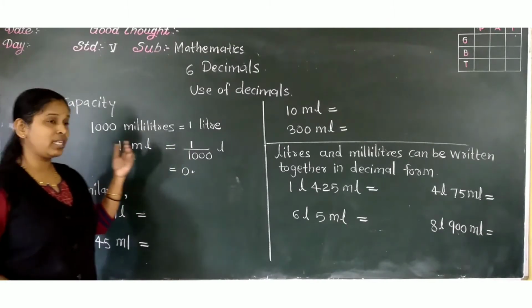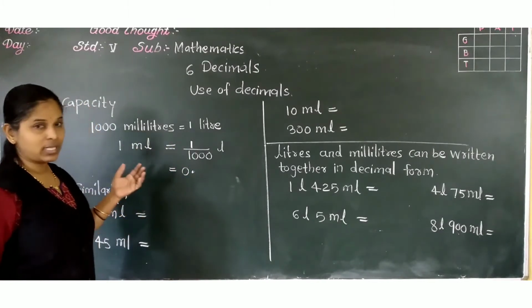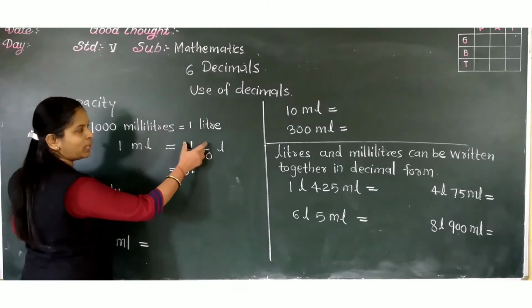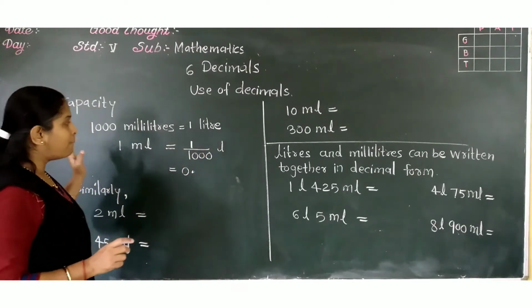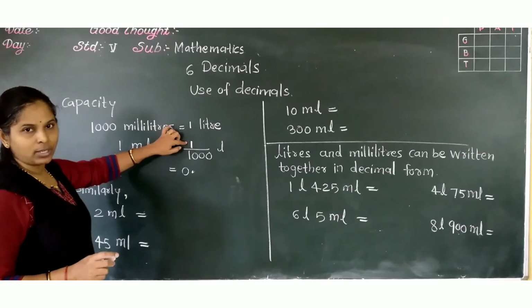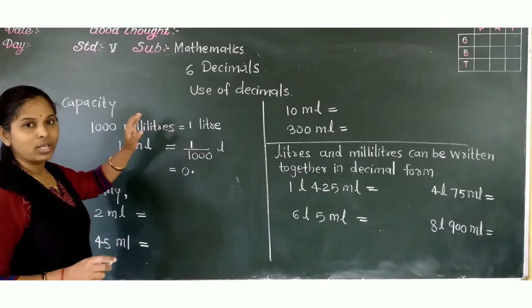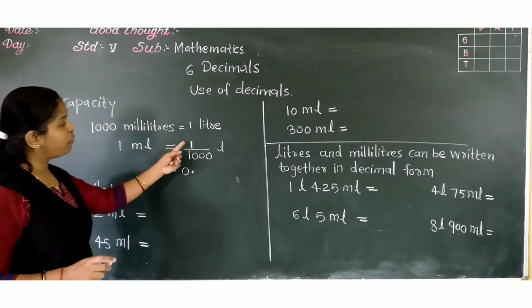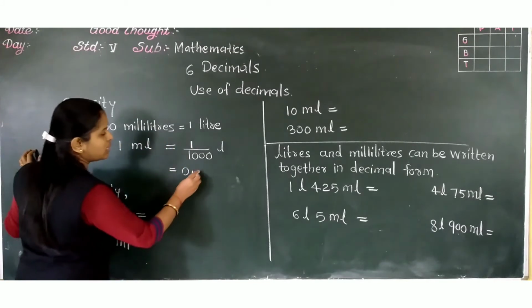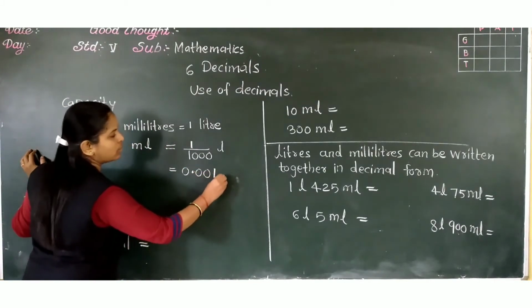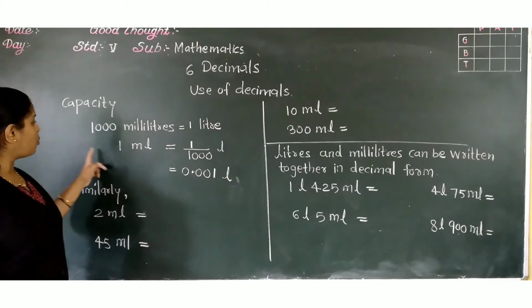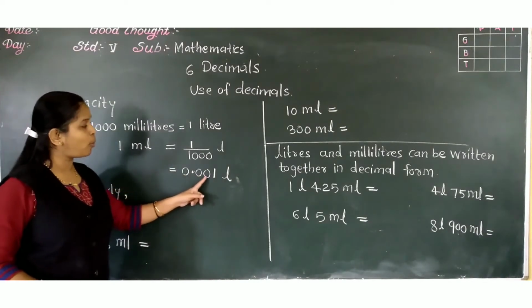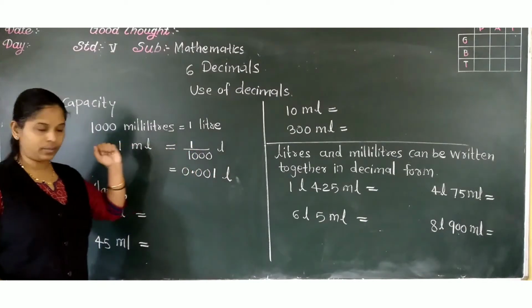What is the easiest way I said? If 3 digits are there in the denominator, the numerator also should have 3 digits. But here only 1 digit is there. So we can make it 3. How? By writing 2 zeros before 1. That is 0, 0, 1 liter. So 1 milliliter is equal to 0.001 liter.